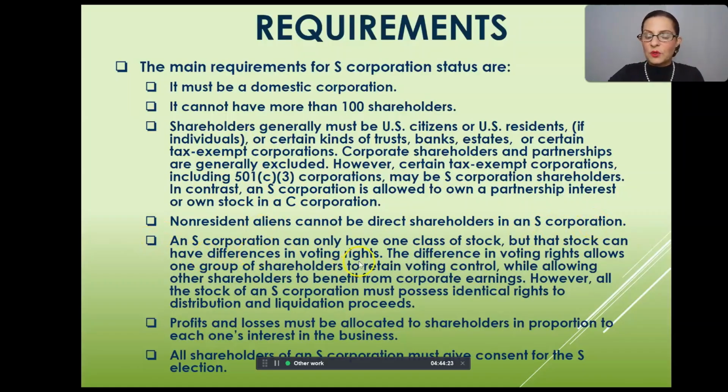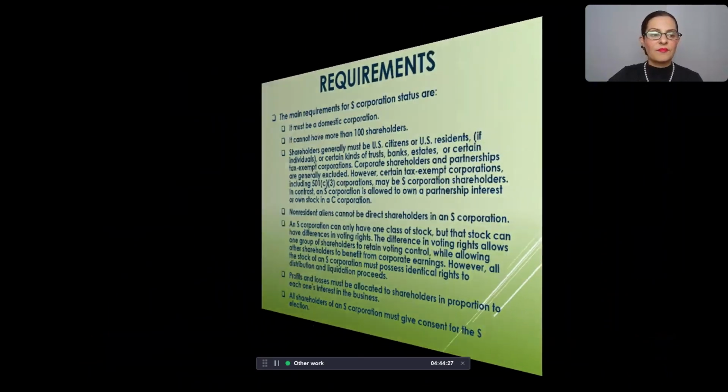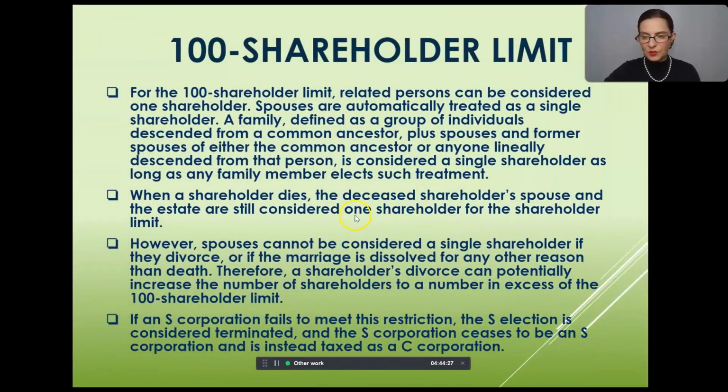An S corporation can only have one class of stock, but that stock can have differences in voting rights. Profits and losses must be allocated to shareholders in proportion to each one's interest in the business. And all shareholders of an S corporation must give consent for the S election. Now, with regards to the 100 shareholder limit, this is a hard limit. The maximum number of shareholders that an S corporation can have is 100. Remember that for the test.